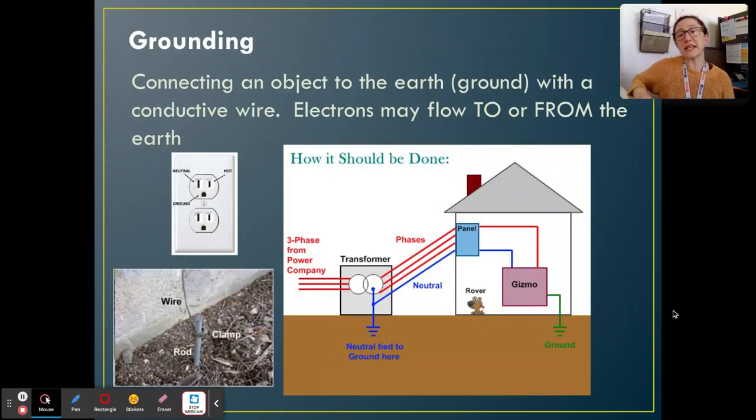Grounding. Grounding is connected to contact charging, where you have 2 objects that come into contact, and one of those is connected to the ground. So whenever we are plugging things into the wall, you have this grounding wire that goes from the house down, and it's drilled into the ground. Why do we do this? Well, the Earth is one giant neutral object.